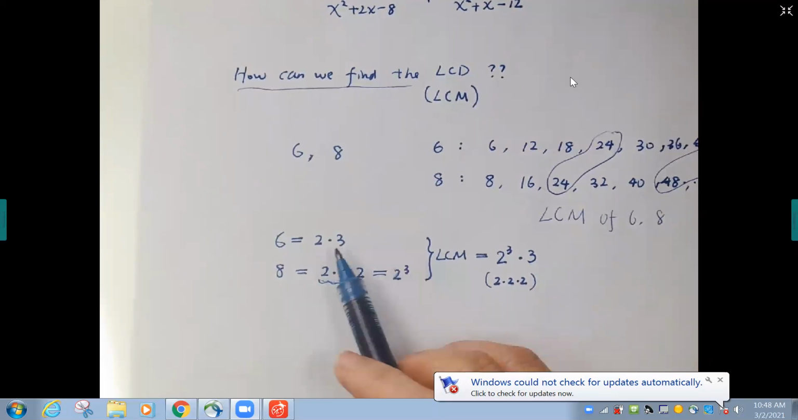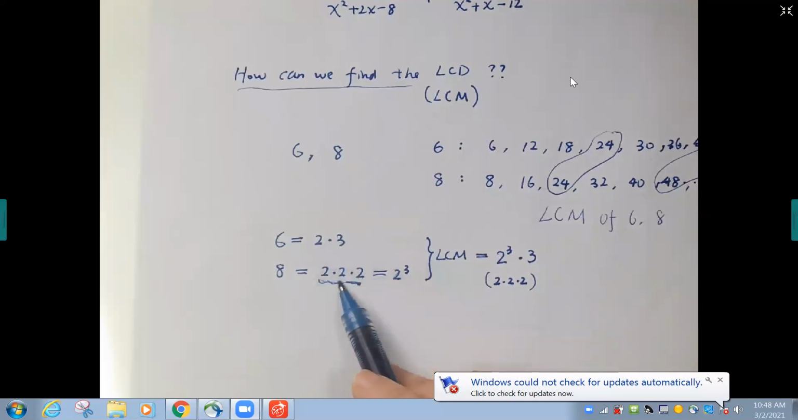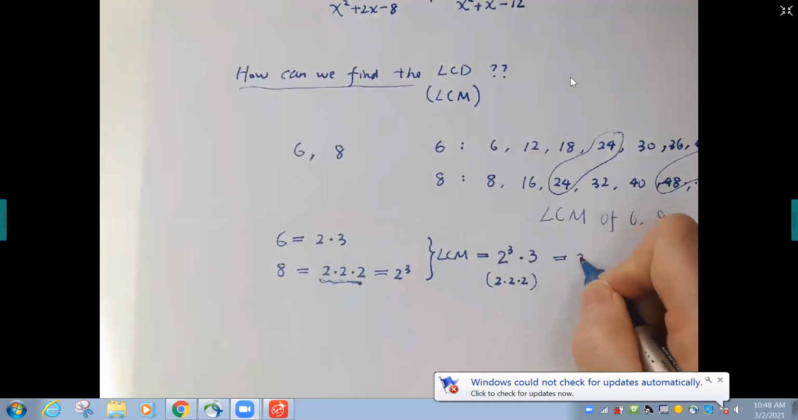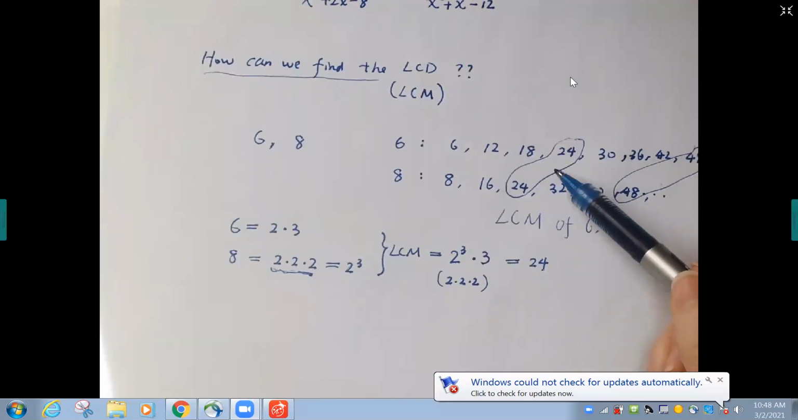Let's continue. There are no more new factors. Move on to the second factorization. There is no more. So 2 has been used already. Done. I have used all the factors. Then just continue to multiply this product out. 2 to the third, that's 8. 8 times 3, 24. See, it matches the answer we listed here.